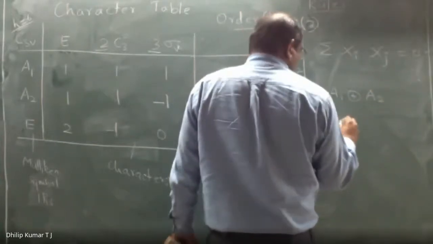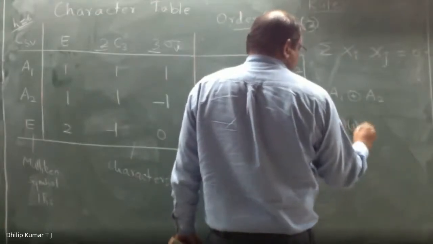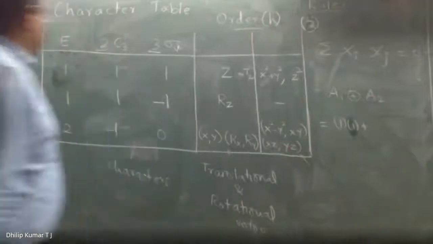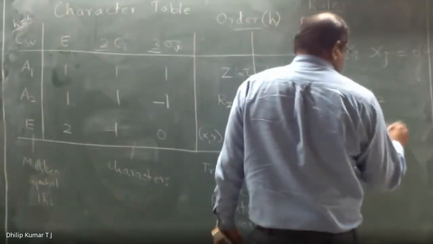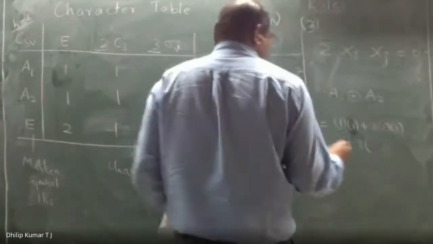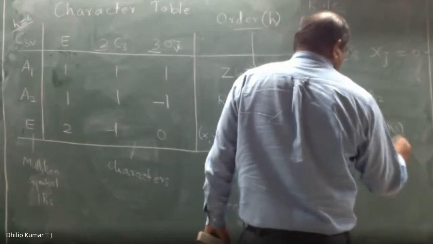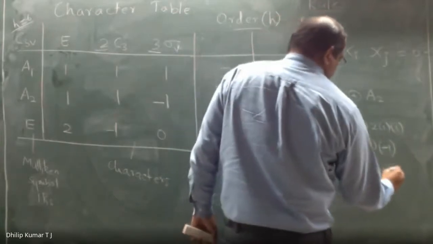If you take that, what will happen? That's 1 into 1, plus 2 into 1 into 1, plus 3 into 1 and minus 1. So this comes out as 1 plus 2 minus 3. So this will become 0.